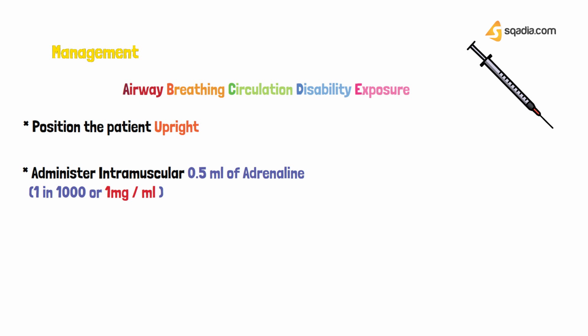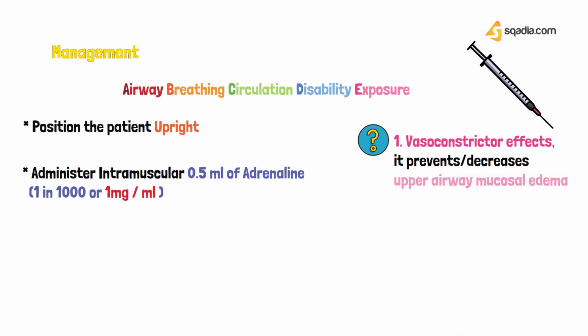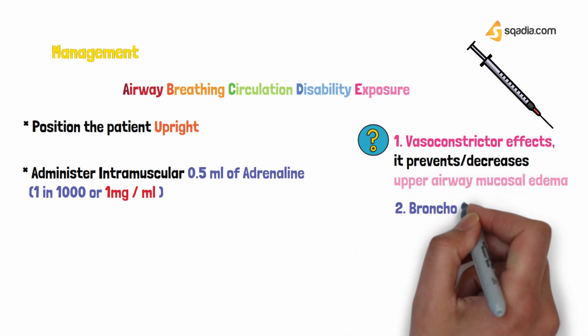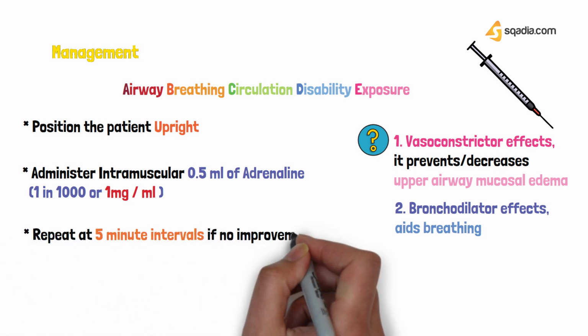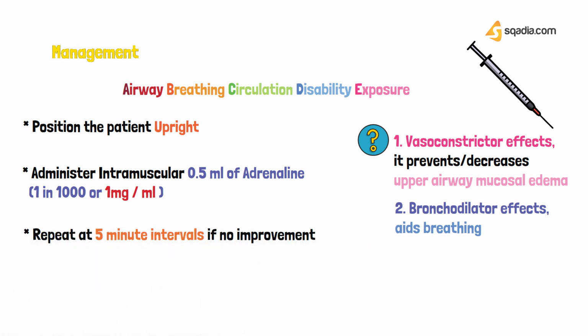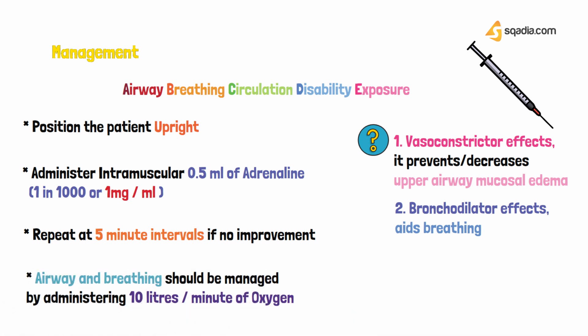Now, what does this do? This basically causes a vasoconstrictor effect, which prevents or decreases the upper airway mucosal edema. Secondly, it has a bronchodilator effect as well, which helps in breathing. This is repeated at a 5-minute interval if no improvement is seen. Additional to this, airway and breathing need to be managed, so we're going to administer 10 liters of oxygen per minute. And the patient usually recovers.